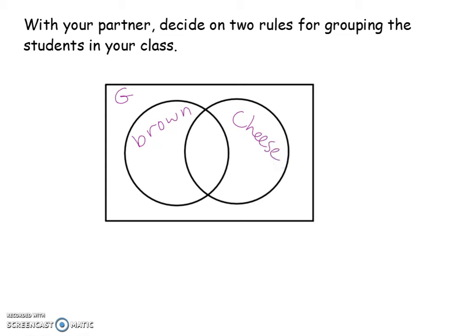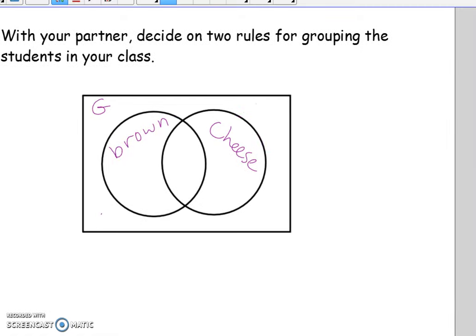Okay. What is this section? People who have brown hair who like cheese. What's this out here? Okay. People who don't have brown hair and don't like cheese. Okay. Can all of you figure out where you fit in this diagram? You're figuring that out using deductive reasoning.